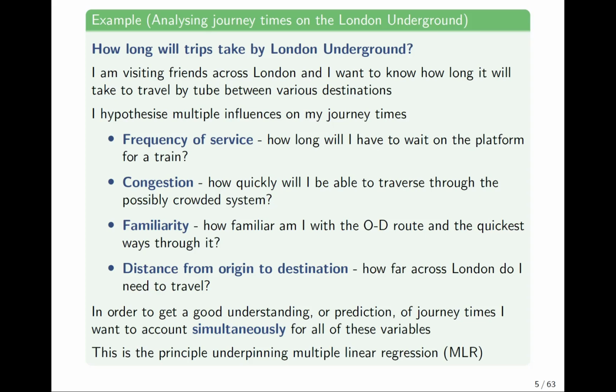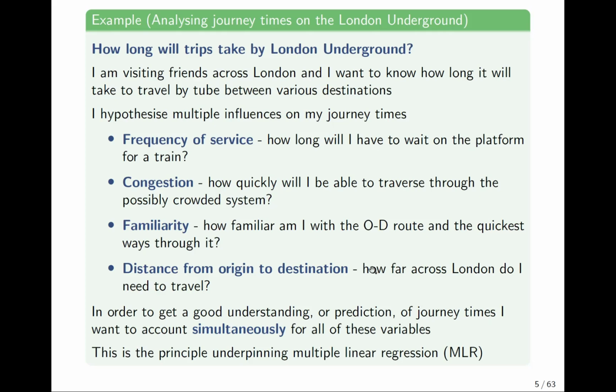Secondly, I think congestion is going to make a difference, because that will depend on how quickly I'm able to traverse through the possibly crowded system. If the system's very crowded, it's going to take much longer than if it's less busy. Another influence is going to be how familiar am I with the OD route? Have I travelled that route before? And if so, do I know the quickest ways to get through the route? And finally, it's obviously going to depend on what distance I want to travel. So how far across London do I need to travel?